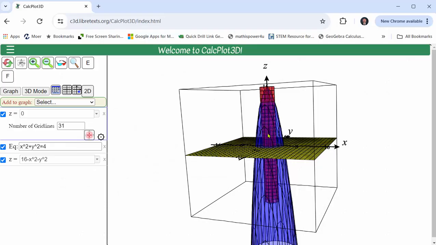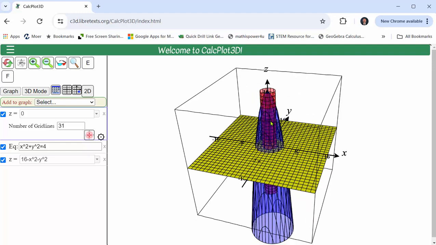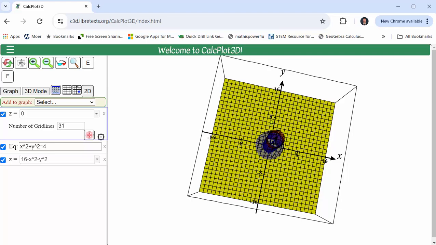In blue we have the graph of the paraboloid, and if we extend the circle x squared plus y squared equals 4 in the xy plane up to the surface of the paraboloid, we are looking for the volume that is inside the red cylinder and capped off by the paraboloid above the xy plane.